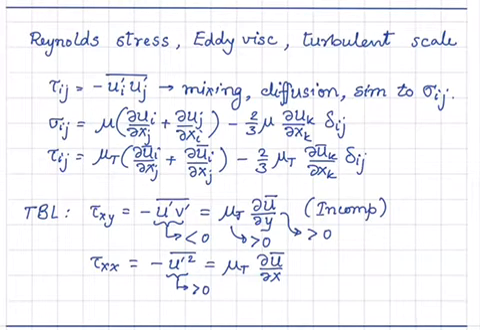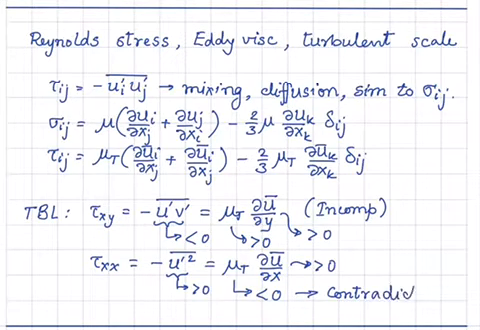So, tau xx is actually negative, and if du dx is positive, then we will have a situation where mu t is less than 0. Naturally, it's a contradiction of what we would expect for mu t to do as an effect of mixing and viscosity.